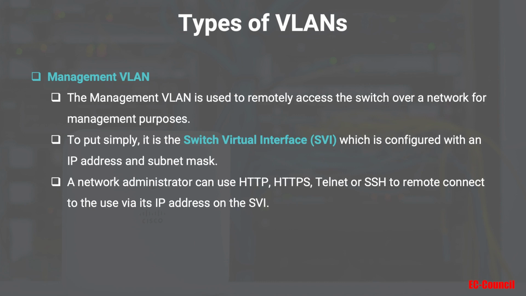Another type of VLAN is called a management VLAN. The management VLAN is used to remotely access a switch over a network. To put simply, this is also known as a switch virtual interface, an SVI. This simply allows us to place an IP address on a switch that allows us, the network engineers, to remotely access and manage that device. A network administrator can use HTTP, HTTPS, Telnet, or even SSH to remotely connect to the switch's IP address.